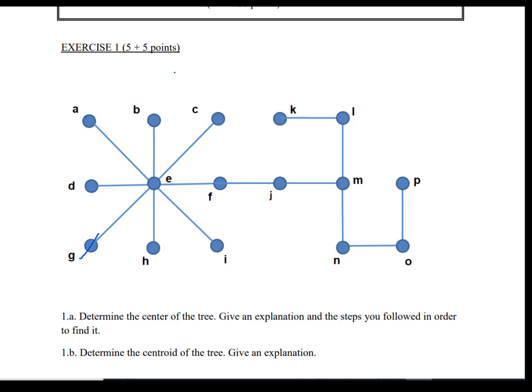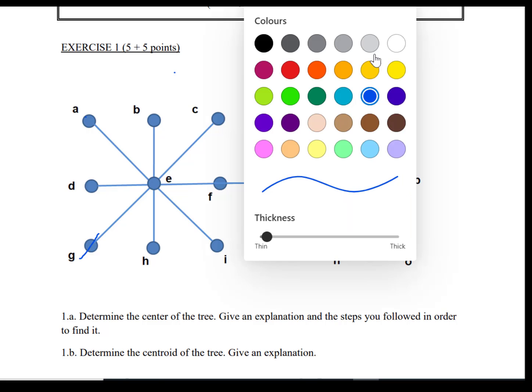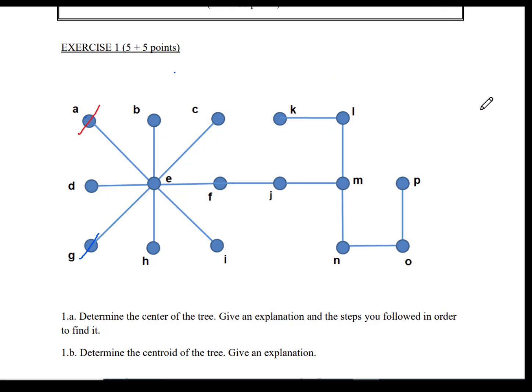First question. They want us to determine the center of the tree. And then of course we start with the procedure by removing the primary leaves. Let's make a color red. Okay, so we destroy A, D, G, H, J, I, B, C, K, and P. That's the first iteration. All primary leaves are gone.